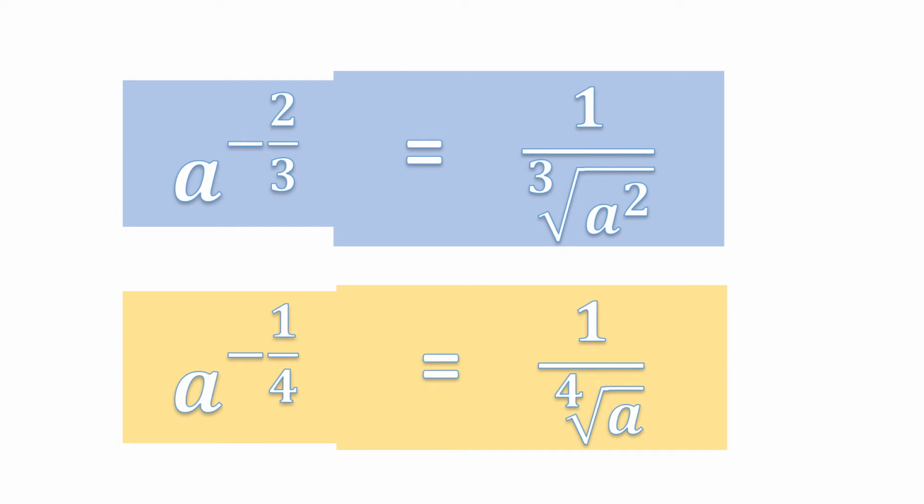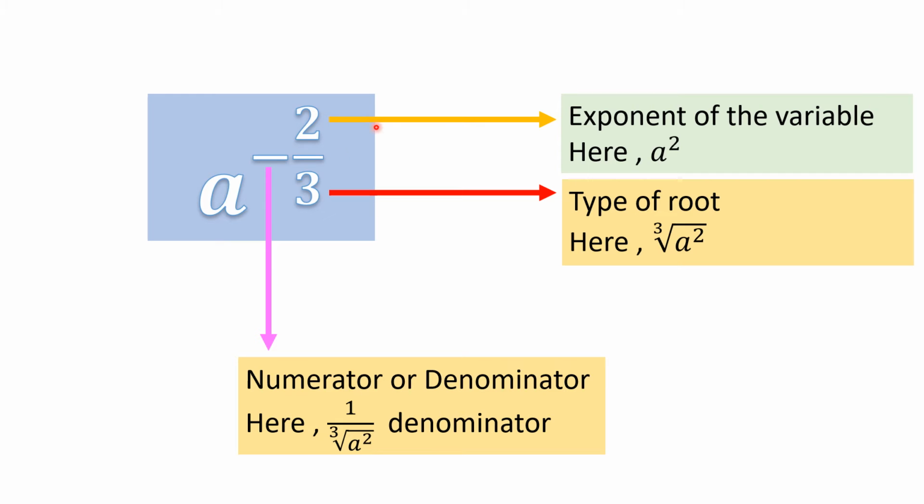So 1 by fourth root of a, right? Now the next one. Now look at it carefully. This 2 shows the exponent of the variable. What is this 2? Any number that is represented here will be the exponent of the variable. What is the exponent? A raised to. So if I write a raised to 5, what is the exponent of a? 5 is the exponent. So whatever number I represent here, it shows the exponent of a. So here what will be the exponent? Here it will be 2. So it will be a square, right?